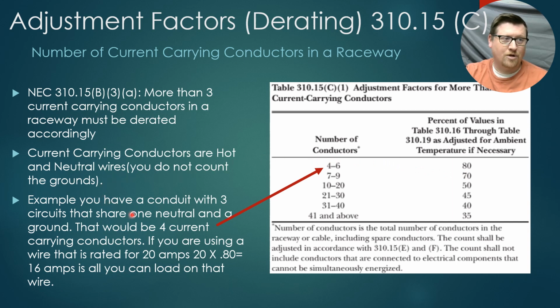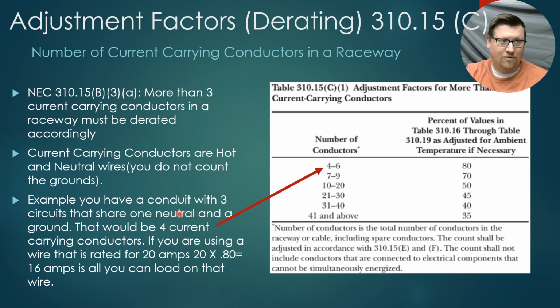And so when we're counting our wires, we're going to count all the current carrying wires, and that includes our hot conductors and our neutrals. For the purpose of this, even though the neutral is not going to be carrying that full current, it can be carrying a portion of that current, and so we're going to consider that as one of our current carrying conductors when we are counting these wires. We're not going to count any ground wires in this.